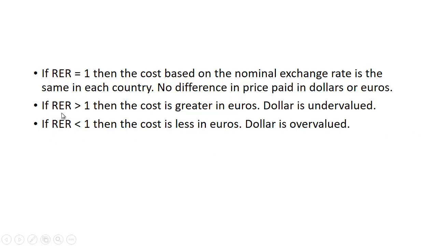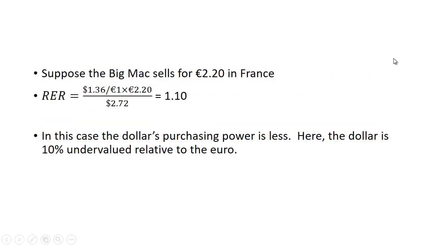If the real exchange rate is greater than 1, then the cost is greater in euros, which means the dollar is undervalued. It takes too many dollars to buy 1 euro. And if the real exchange rate is less than 1, then the cost is less in euros, which means the dollar is overvalued. So let's look at 2 more examples.